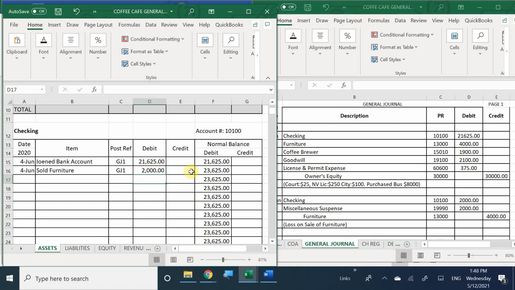So my best rule of thumb for beginners: I want you to journalize it and post it to the ledger the exact way you see it here. If this account came first, you put that account there first. If it came last, you better put it in the order that you have it in your journal.